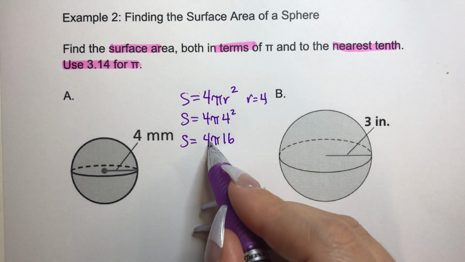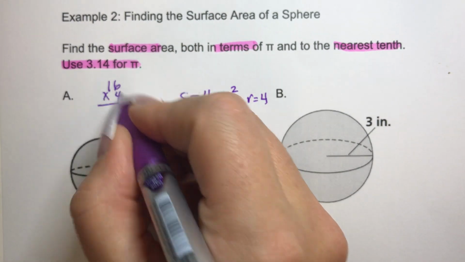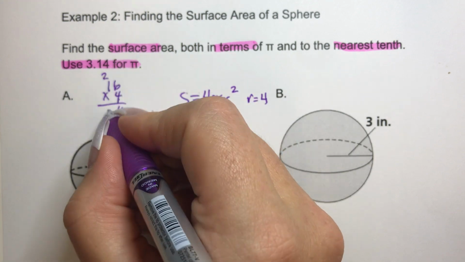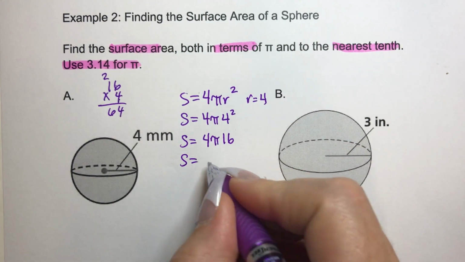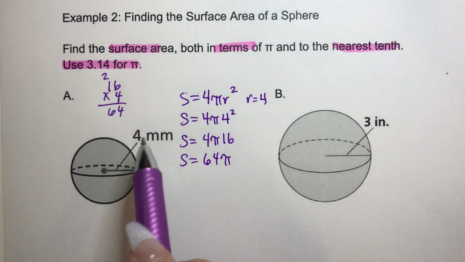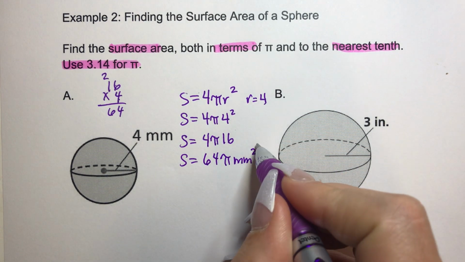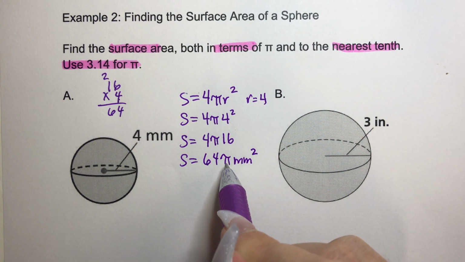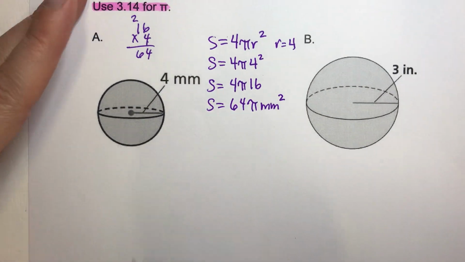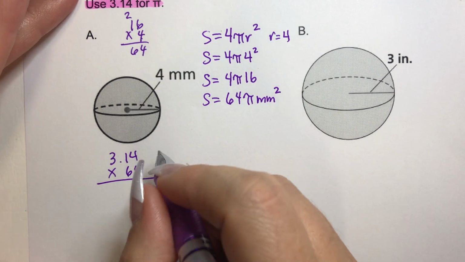And then I'm going to go 16 times 4, which ends up being 4 times 6 is 24. Right, the 4 carry the 2. 4 times 1 is 4, plus 2 is 6. So 64 pi is the answer in terms of pi. And it's millimeters, and its area, so surface area, so the answer would be squared. And then we want to determine what that is to the nearest tenth. So I'm going to go 3.14 times 64 and figure out what that is.